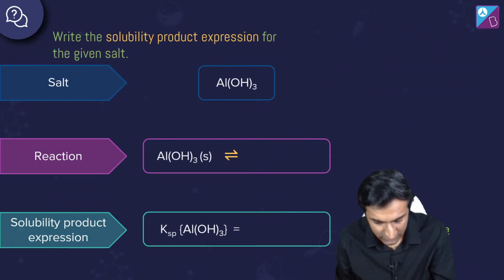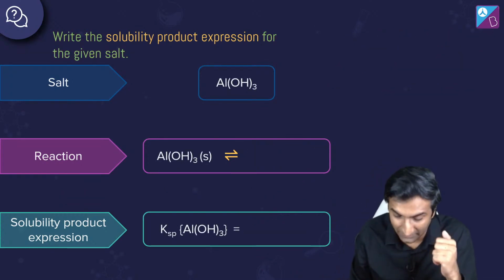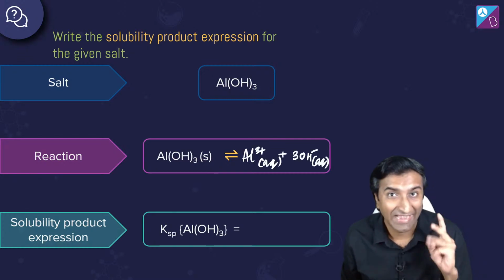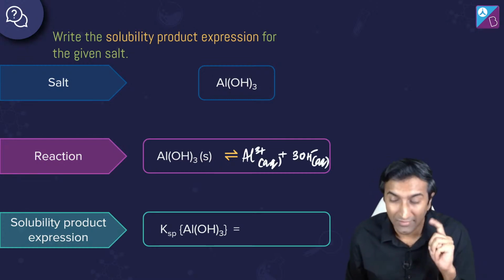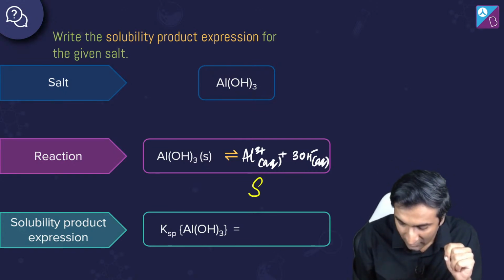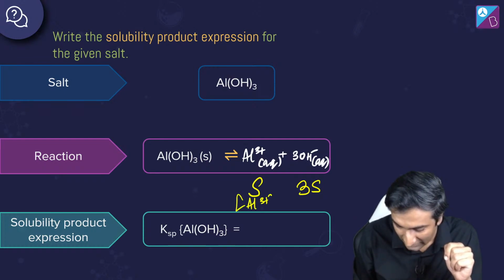ठीक है, चलो एक और लेते हैं. Al(OH)3 का भी example मैंने दिया था. That's also here. Now this will form one aluminium 3+ ion and 3 OH- ions. How is this different from the last time? The only thing that's different is यहाँ पे S होगा, यहाँ पे 3S हो जाएगा. This is the concentration of Al3+. This is the concentration of OH- ions.